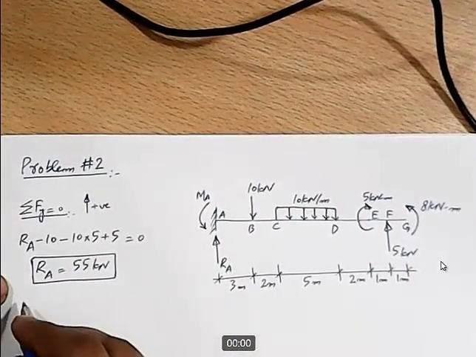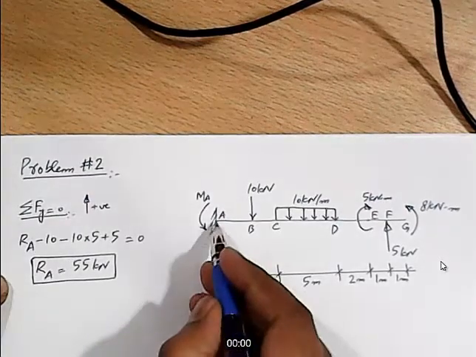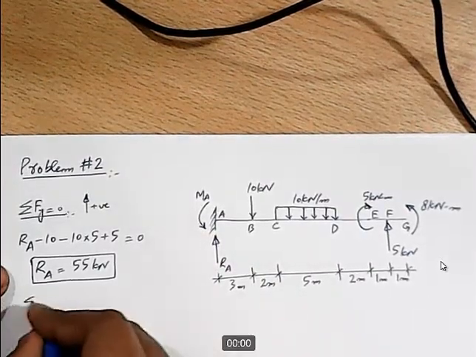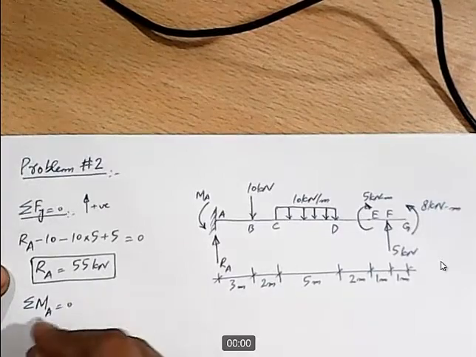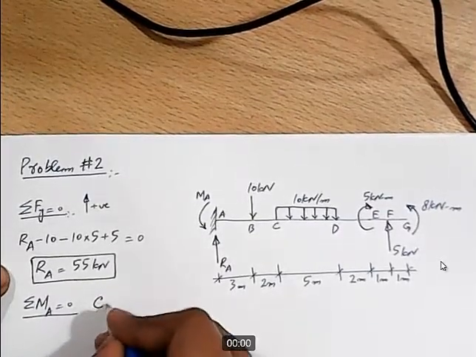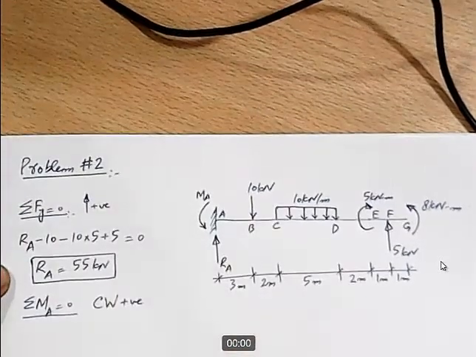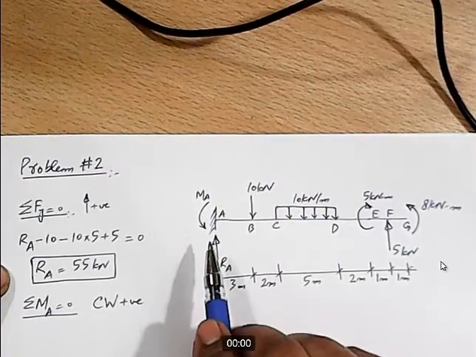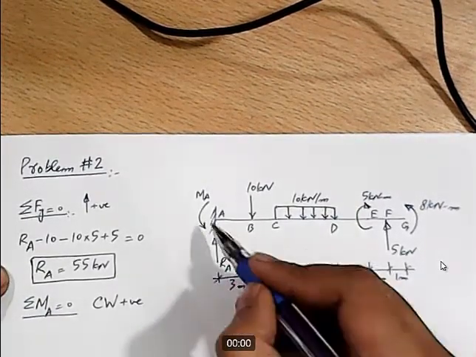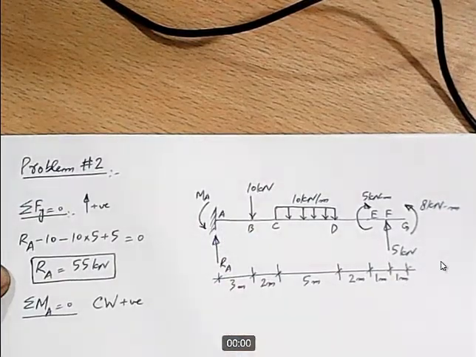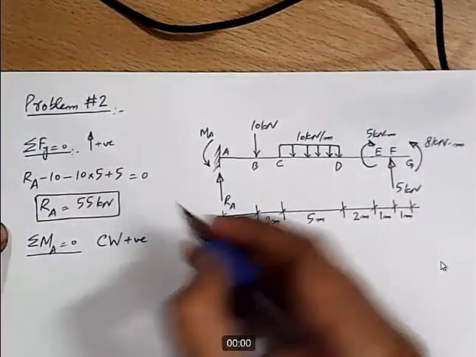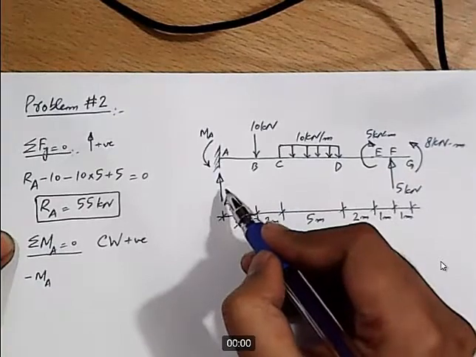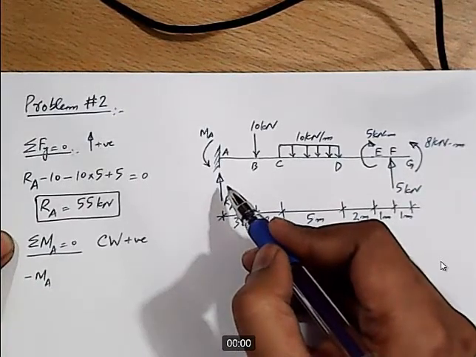And then for the calculation of the other reaction, let's take sum of moment about point A equal to 0. So we can take sigma MA equal to 0 with the convention clockwise moment as positive. If we apply the condition of equilibrium at point A, what is the first moment at this point? The first moment is the reactive moment, which is in counterclockwise direction, so it will be minus MA, and then RA is passing through point A, so RA will not produce any moment.